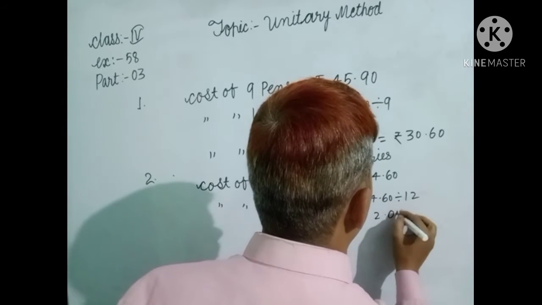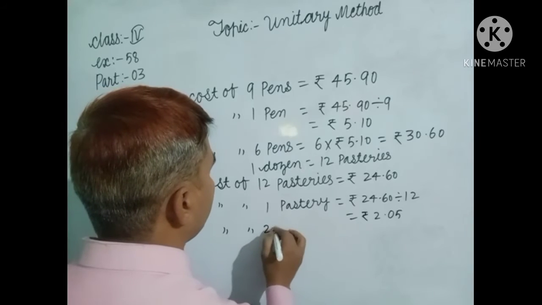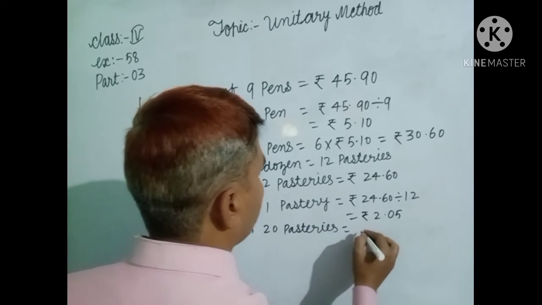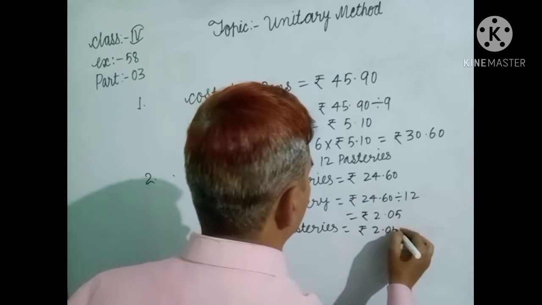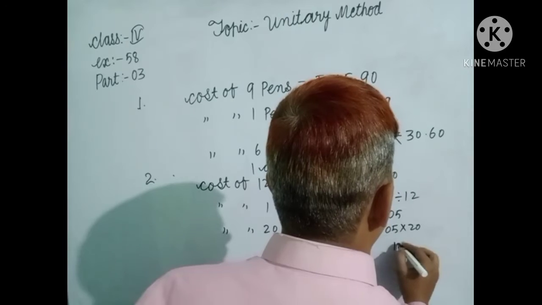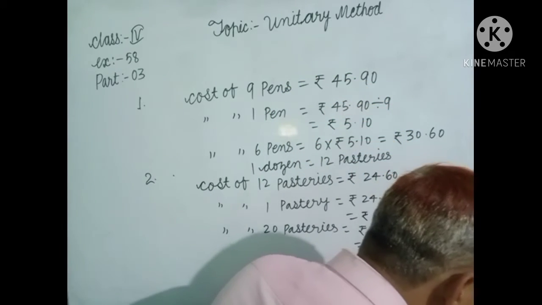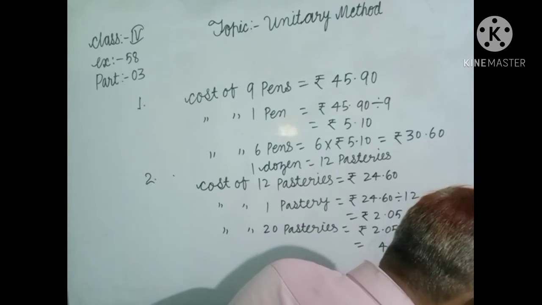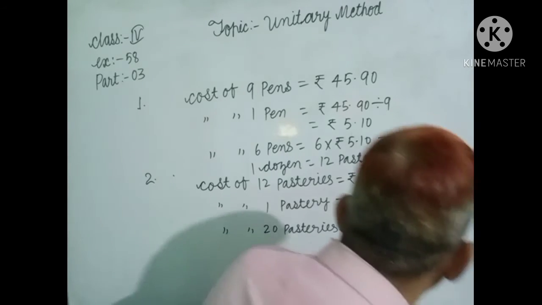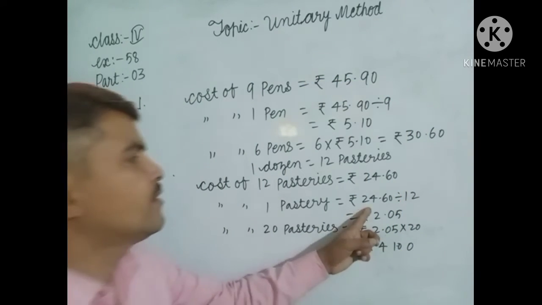So dear students, here 2.05. The cost of 20 pastries is rupees 2.05 multiplied by 20. Here 5 times 20 is 100, 2 times 20 is 40, and that means 41 rupees. What is the cost of 20 pastries? 41 rupees.